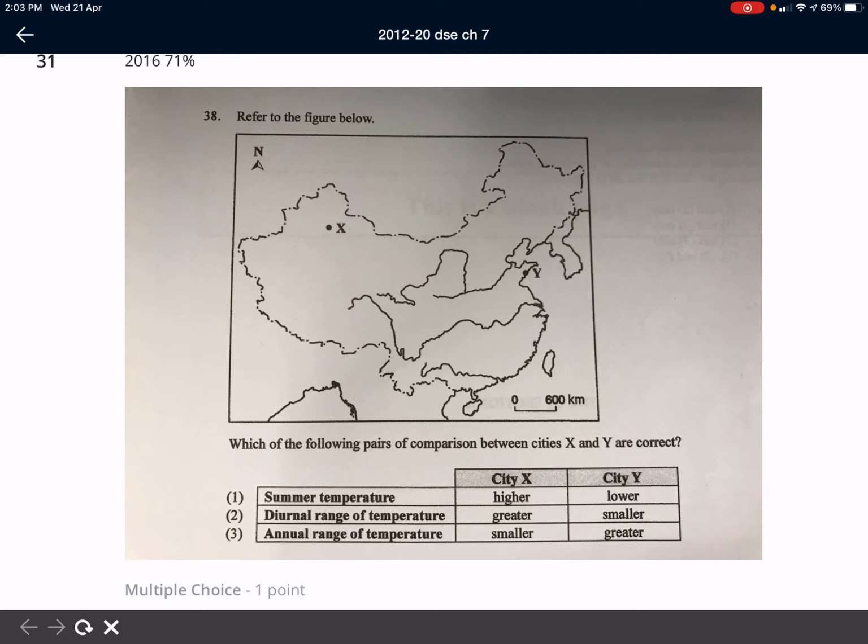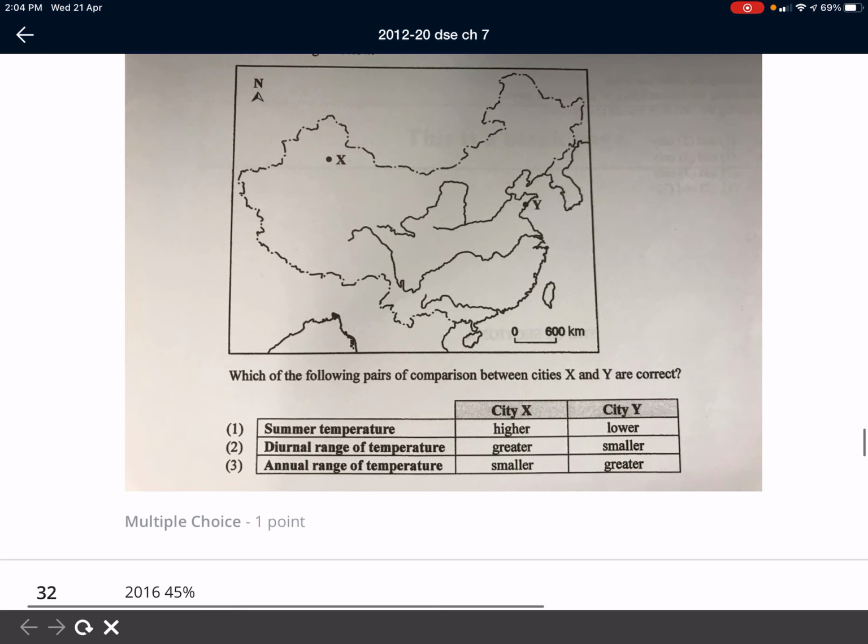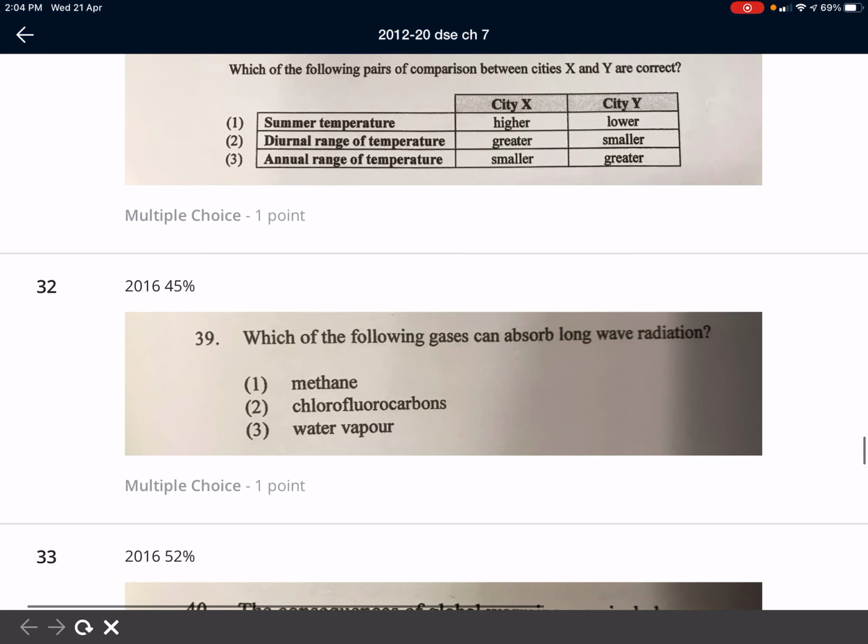Okay, number 2, let's see. Diurnal range of temperature for X is greater. True, because X absorbs and releases heat faster, and for city Y it absorbs and releases heat slower because it's in a coastal area, more water is right there, and then there will be a smaller temperature range. Okay, annual temperature range, then this is wrong because it doesn't make sense, because annual temperature range will come the same way as the diurnal temperature range.